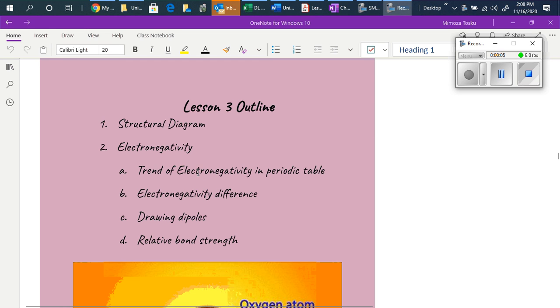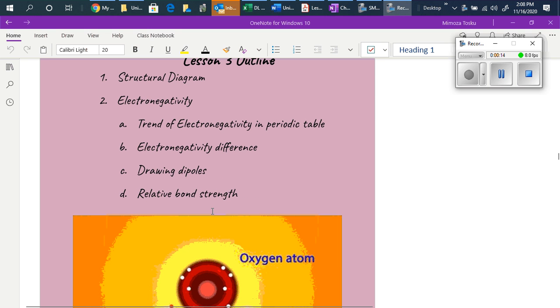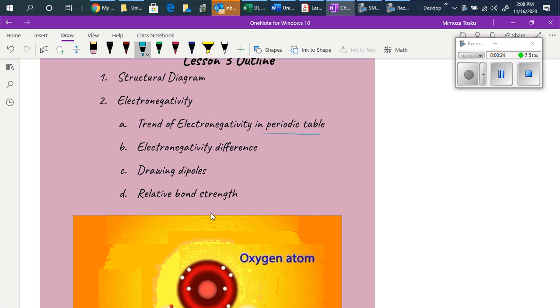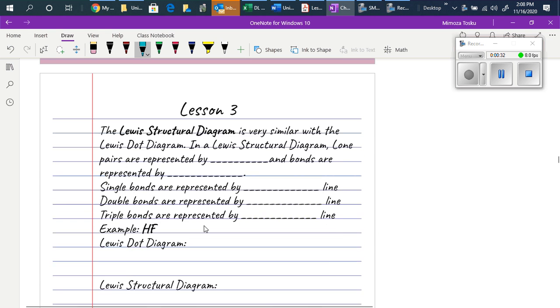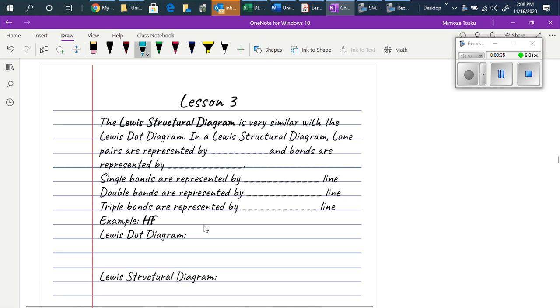During this lesson, what we will be focused mostly on will be the structural diagram and the electronegativity. On the electronegativity, we will discuss what the electronegativity difference is, what the trend of electronegativity in a periodic table is, how to draw the dipole moment, and what the relative bond strength is. Okay, so let's start with the first part of the lesson.